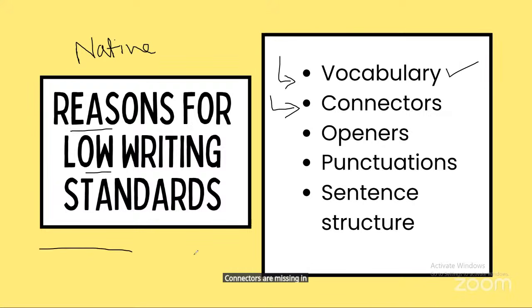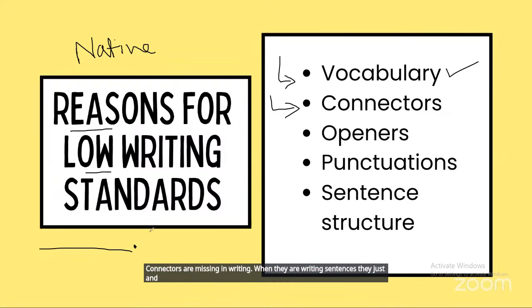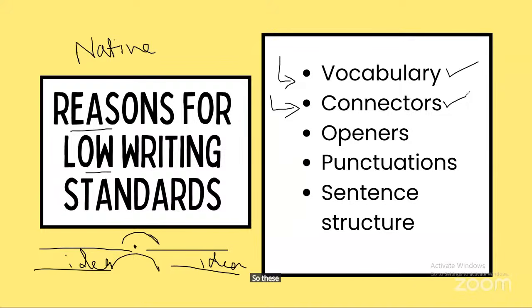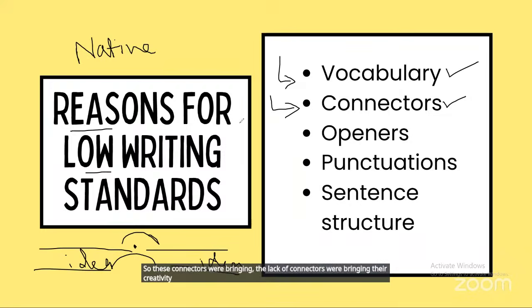Okay. Connectors are missing in writing. When they are writing sentences, they just end them abruptly or with a flat full stop. There isn't any connection between the two sentences. There isn't any connection between the two ideas. So connectors or connections are missing. They jump over ideas and they skip over things. So the lack of connectors was bringing their creativity or writing standards low.